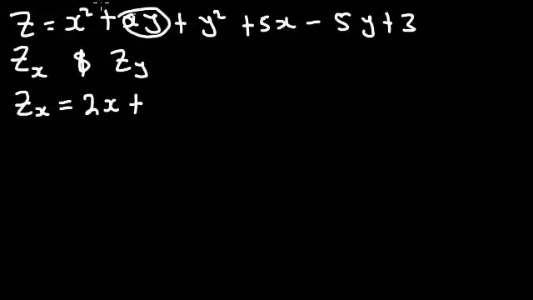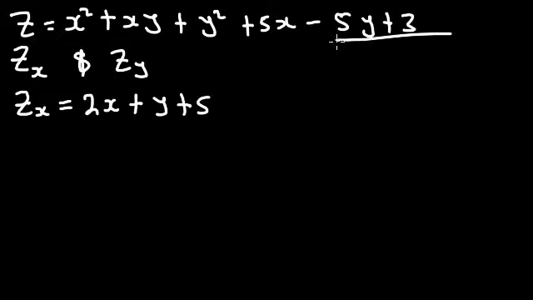Now this is xy, but we are doing partial differentiation, so y must be taken as a constant. Differentiating x with respect to x is 1, and when we multiply with y, we have y. This is 0 as a constant. This is 5, so we have plus 5. This entire expression is 0, as it is considered a constant.